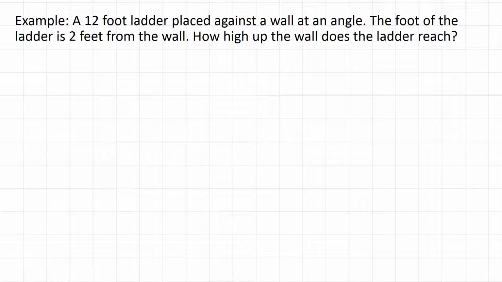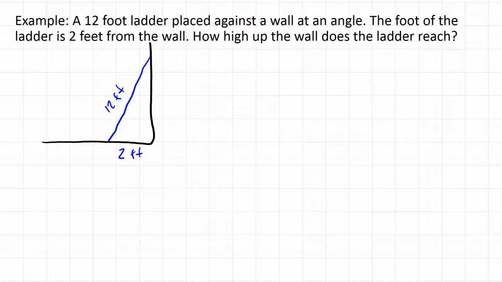So in the second example, a 12-foot ladder is placed against a wall at an angle, and the foot of the ladder is 2 feet from the wall. How high up the wall does the ladder reach? So it'll help to draw a picture. Here's my picture of the ground and the wall, and we're told that there's a 12-foot ladder that sits 2 feet from the wall. So it's 2 feet from the wall, and it's 12 feet long.